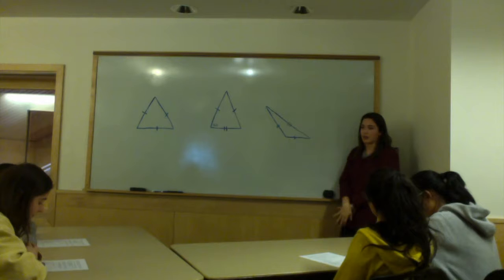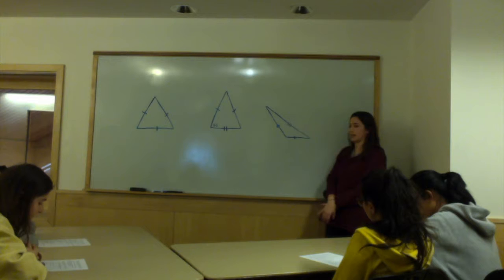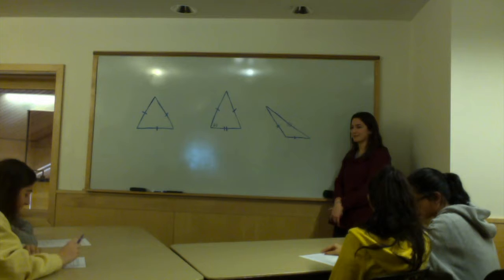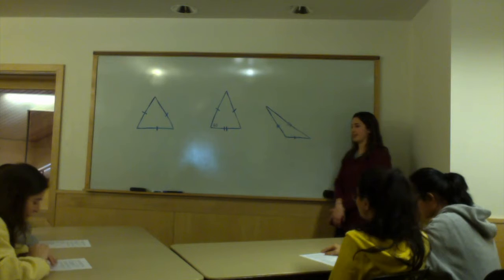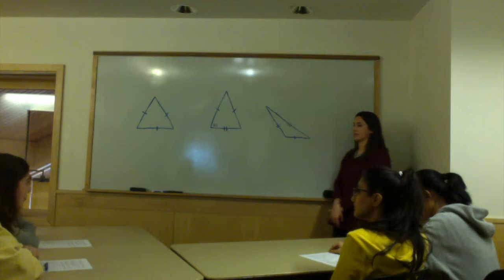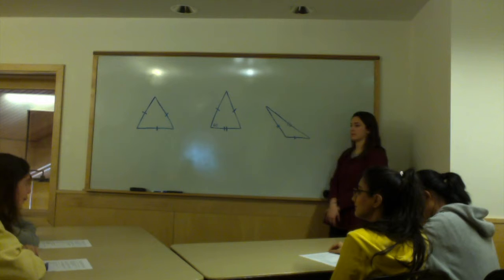Now I would like you to turn to your partner and discuss what information you would need to determine whether or not a triangle is scalene or not. All right, does anyone have an answer? Yes, Hannah? So, in order to determine if it's a scalene triangle, I would need to know two angles because then I can subtract and find the last one. Or I could look at the three sides and see that they're all different lengths.